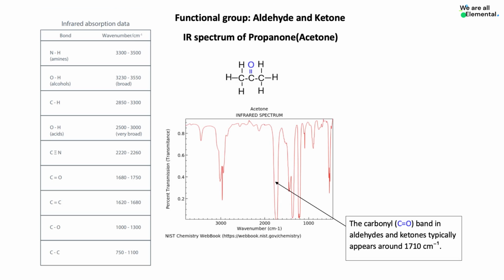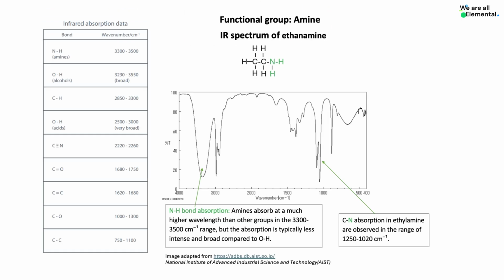In aldehydes and ketones, such as propanone, the carbonyl group, that is the C double bond O, shows an absorption peak around 1710 per centimeter. With amines, the NH bond absorbs at a much higher wave number, around 3300 to 3500 per centimeter, but the absorption is typically less intense and broad compared to the OH. The CN absorption is around 1250.